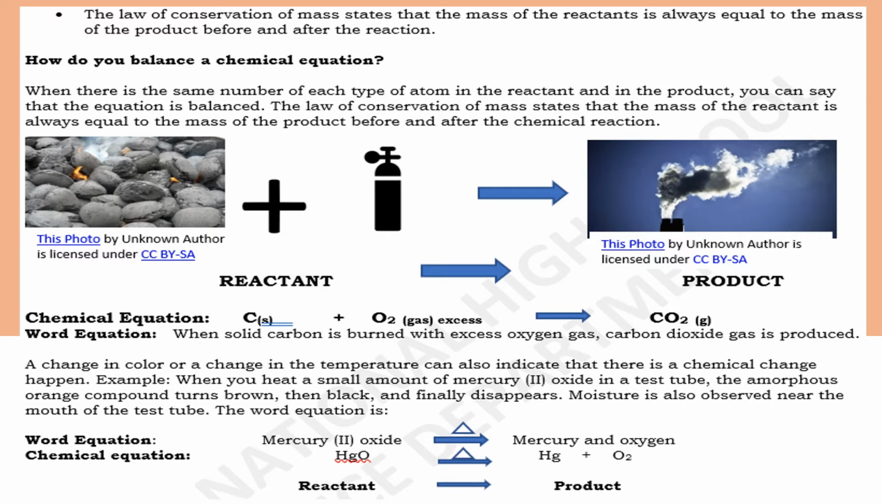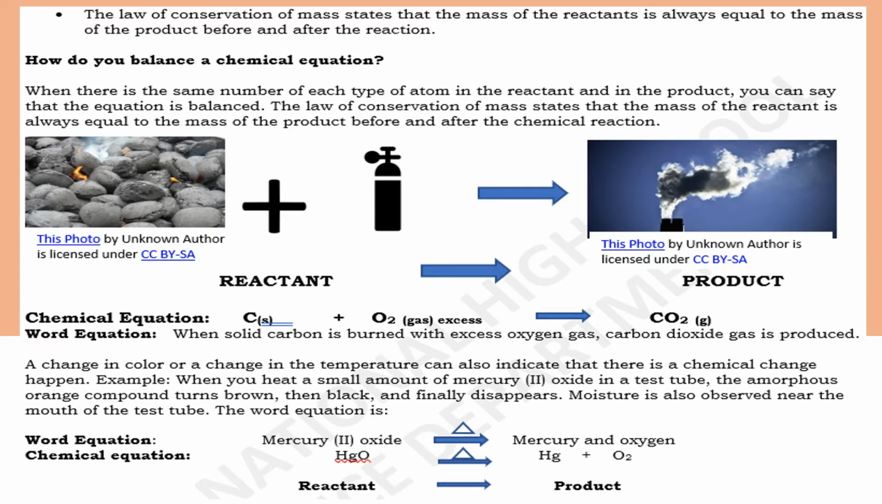So as you can see in the given sample, you have your reactant and the product, and then you have your symbols. Number 1: when solid carbon is burned with excess oxygen gas, carbon dioxide gas is produced. So you have the symbol C for carbon, then the symbol small s to represent the solid. You read that as solid carbon is burned with excess oxygen gas and it will produce carbon dioxide gas.